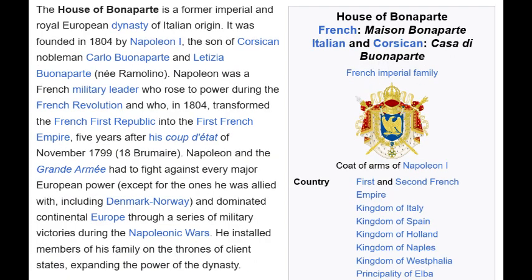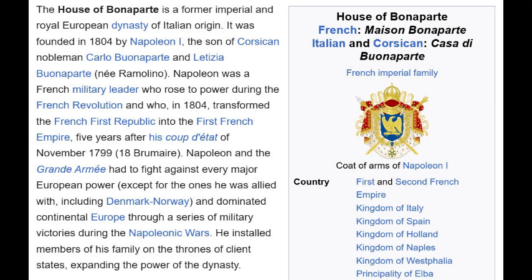Now we have the next example here, of which we have three. So first we looked at the Rise family estates. Then we looked at the Heirs of Lafayette estates, which linked to the Mercers. Now we're going to look at the estates of Bonaparte. Here, under Wikipedia, the House of Bonaparte is a former imperial and royal European dynasty of Italian origin. It was founded in 1804 by Napoleon I, son of Corsican nobleman Carlo Bonaparte and Letizia Bonaparte, née Romolino. Napoleon was a French military leader who rose to power during the French Revolution, and who in 1804 transformed the first Republic into the First French Empire 5 years after his coup d'etat of November 1799.